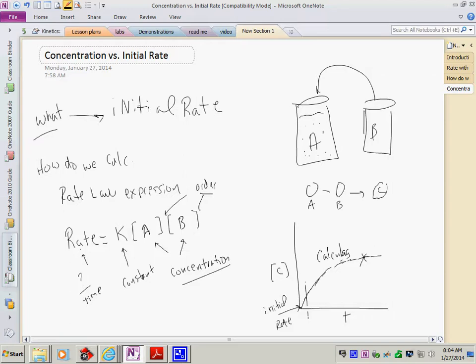Or if you knew the rate, so basically we have 1, 2, 3, 4 variables here. If you knew 3 of the 4, you could find the fourth one. Pretty simple algebra at this point, just dividing out.